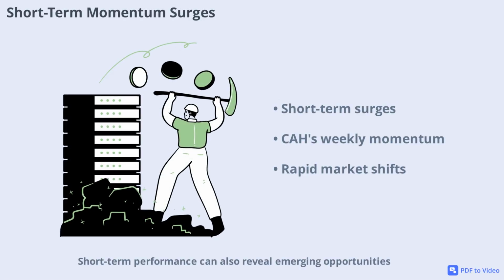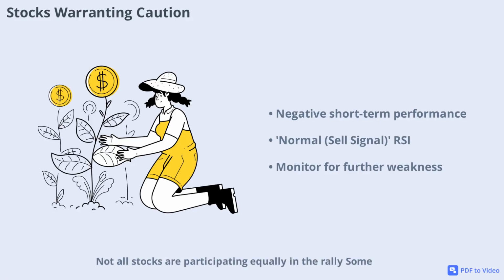Short-term performance can also reveal emerging opportunities. For example, Cardinal Health, CAH, posted a remarkable 19.47% weekly gain, reinforcing its extreme momentum as captured by its high RSI. Monitoring these short-term surges is essential for investors looking to capitalize on rapid shifts in market sentiment and price action. Not all stocks are participating equally in the rally.